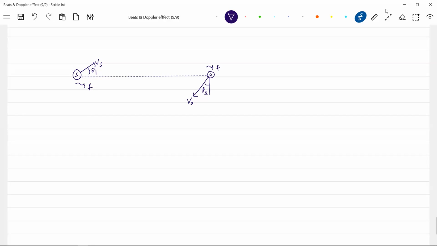Now, what is the apparent frequency in this case? Components of velocities of the source and observer directed along the line joining the source and detector should be substituted in the Doppler effect. So f dash should be equal to V plus V naught sine theta 2 over V minus Vs cos theta 1. What is the velocity of observer? V naught. Then resolve this velocity, the component of velocity of the observer along the line joining the source and detector should be substituted here.